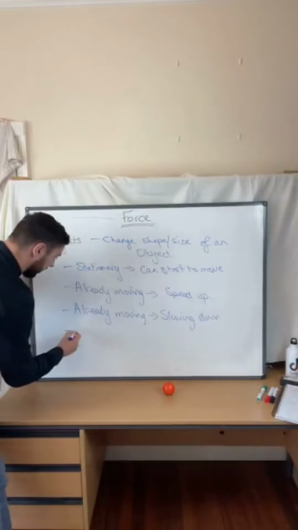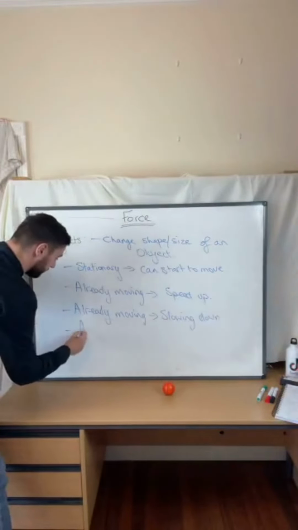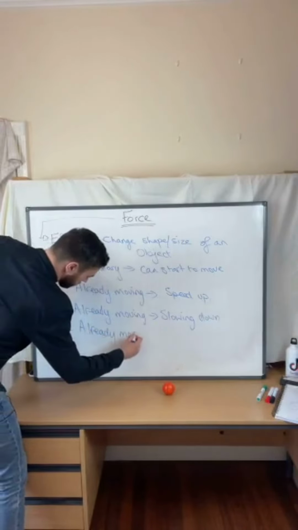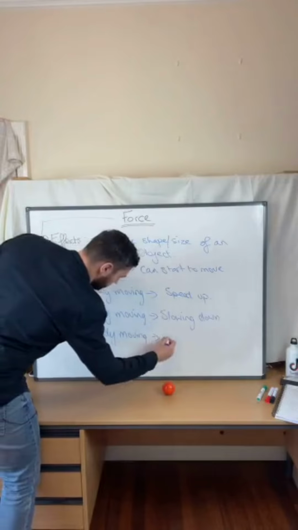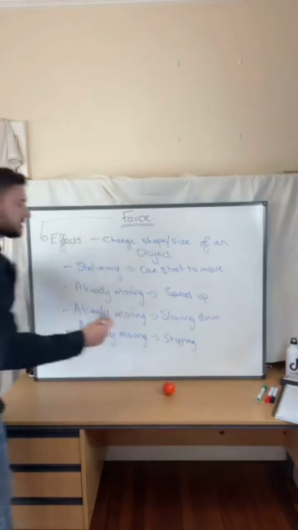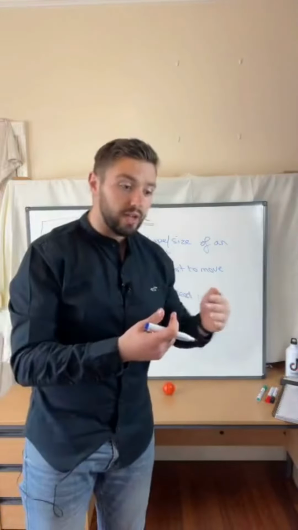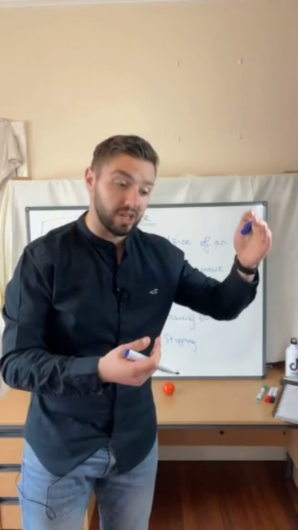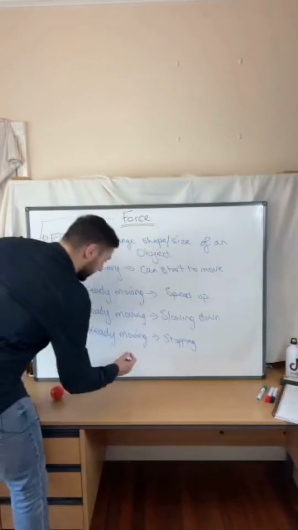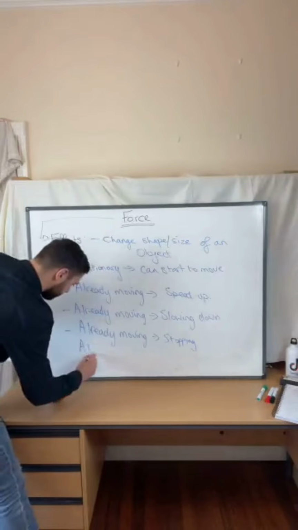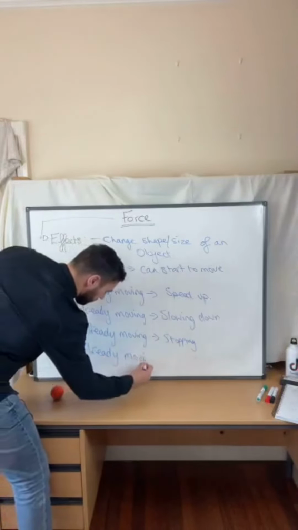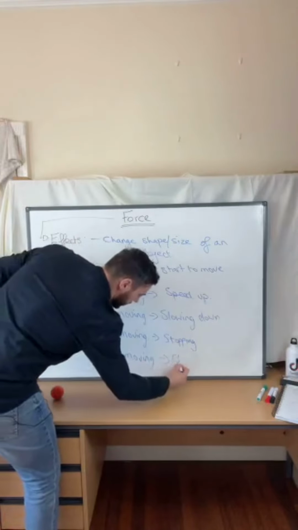Or we could have something already moving and stopping. That's the other option: it's already moving and so much force is applied to it that eventually it stops. Pretty straightforward. The last thing that it could do is, if it's already moving, we can make it change direction.